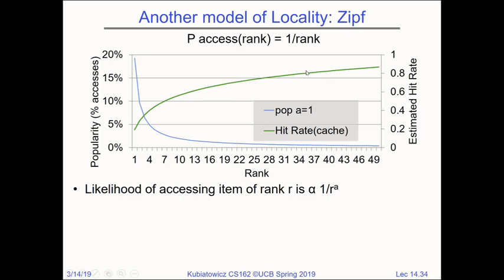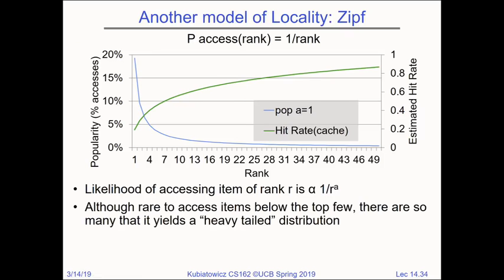What's interesting about this is that it's very rare to access items below the top few, but it's a very heavy-tailed distribution. So a little bit of cache does a huge amount for me, but there's a lot of things that don't fit in cache, and as I increase the cache size a lot more, it sort of tails up. Okay, and so this curve is shown by a lot of things, like website accesses.